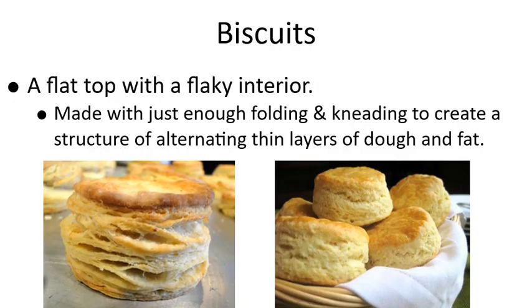The second type of biscuit with a flaky interior is made with just enough folding and kneading to create a structure of alternating thin layers of dough and fat. As we saw in the last video, when we were discussing pastries, this alternating series of layers can be accomplished by rolling out the dough with a layer of butter on top. We then fold the two layers over and roll them back out to the original size. As we repeat this fold and roll procedure, we create more and more layers that are thinner and thinner.